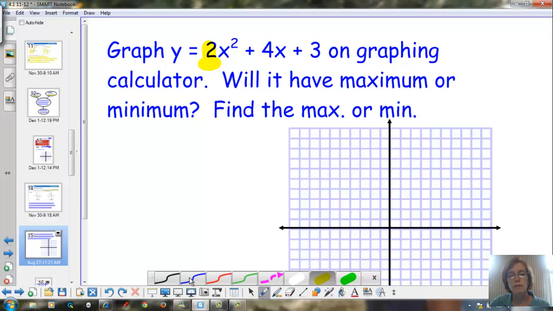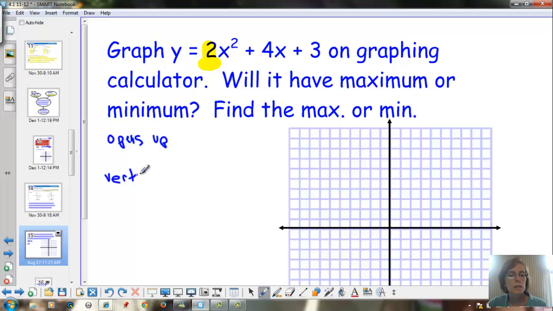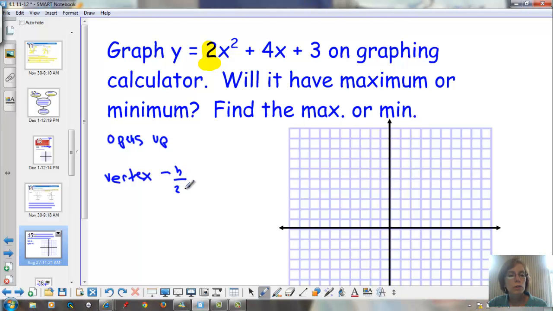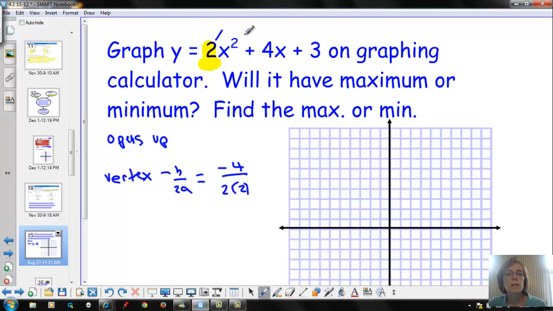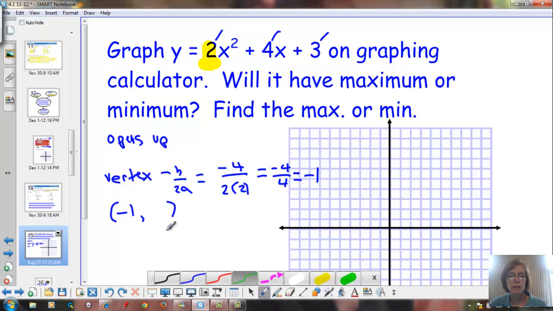And so in order to find the vertex, we want to do negative b over 2a. So let me first write down what we know. We know it's going to open up. And the vertex is negative b over 2a. So in this case, that's going to be opposite of 4 over 2 times 2, because this is our a, this is our b, this is our c. And so that turns out to be negative 4 over 4, which is negative 1. That's our x-coordinate of our vertex. So we know our vertex is negative 1 comma something, and we're trying to find that y-coordinate. Question mark there for right now.